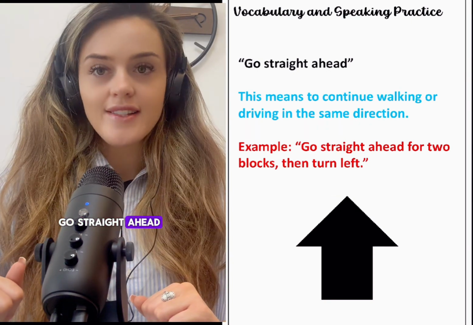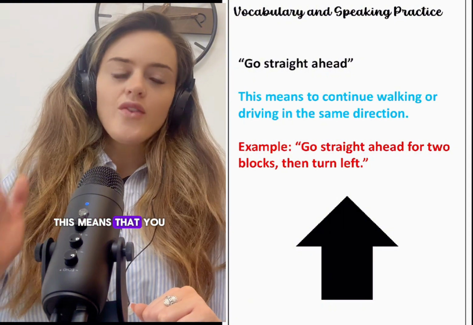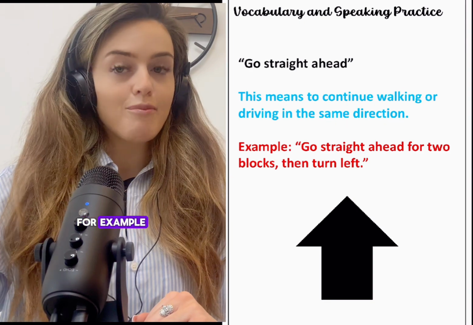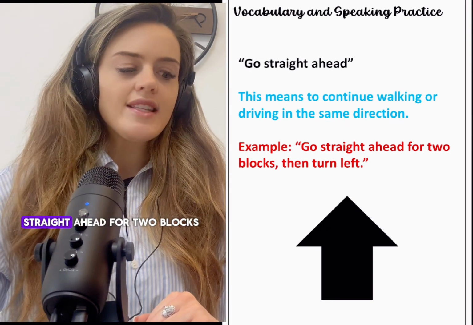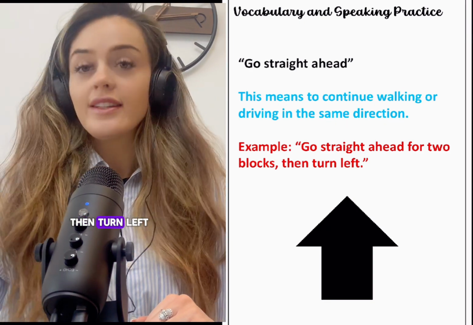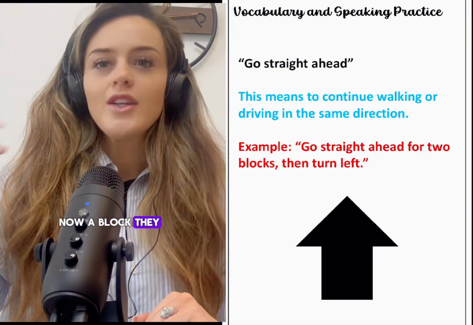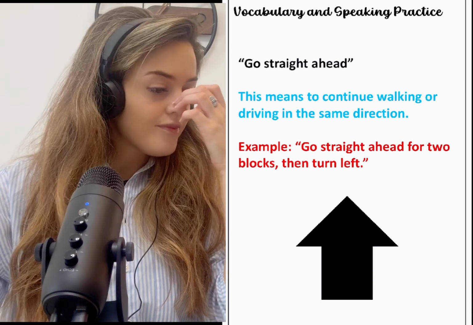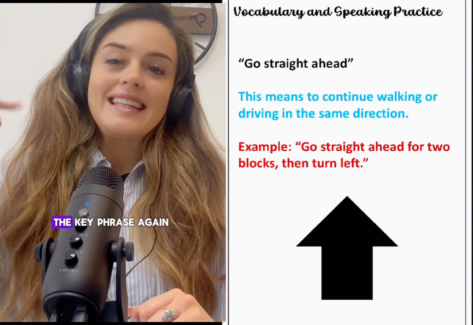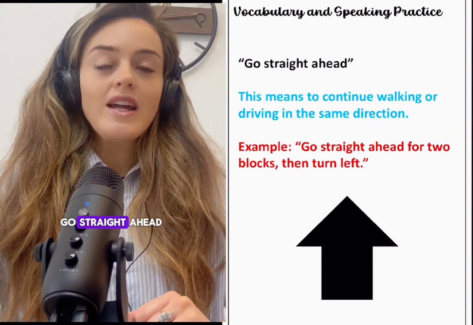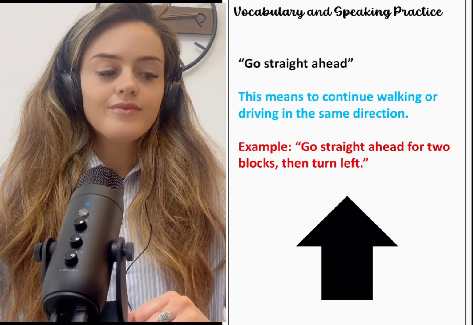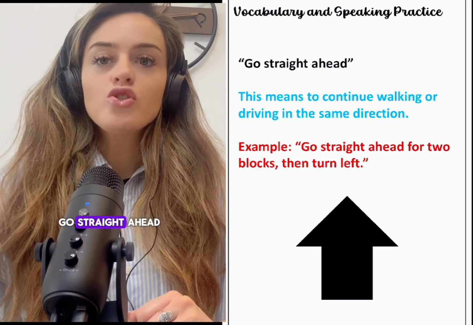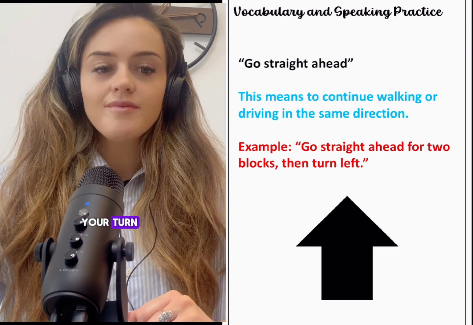Go straight ahead. This means that you are going to continue walking in the same direction. For example, here's a sentence. Go straight ahead for 2 blocks, then turn left. Now, a block is a word they usually use in the USA. A block is a row of buildings. I'm going to read the key phrase again. Go straight ahead. Now I'm going to say it again and then I want you to repeat after me. Go straight ahead. Your turn.